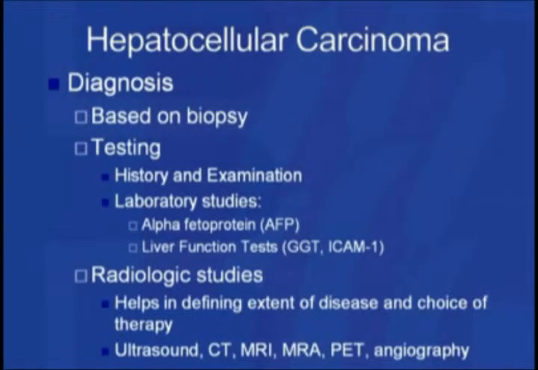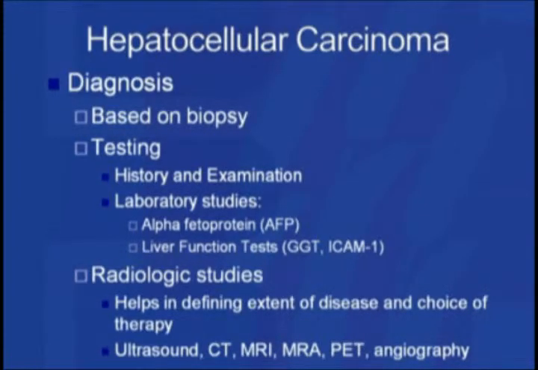The diagnosis of any malignancy, and hepatocellular carcinoma is not an exception, is based on biopsy. But to decide on which patients need to be biopsied, a number of things will need to be done, such as an appropriate history, a well-done physical examination, as well as a directed set of laboratory studies. The studies of particular relevance to hepatocellular carcinoma are one that measures the level of alpha-fetoprotein, as well as levels of the baseline liver function of any patient.